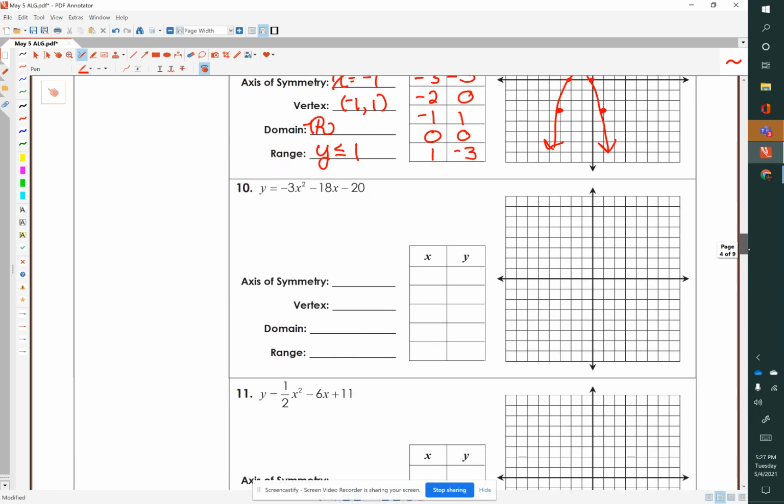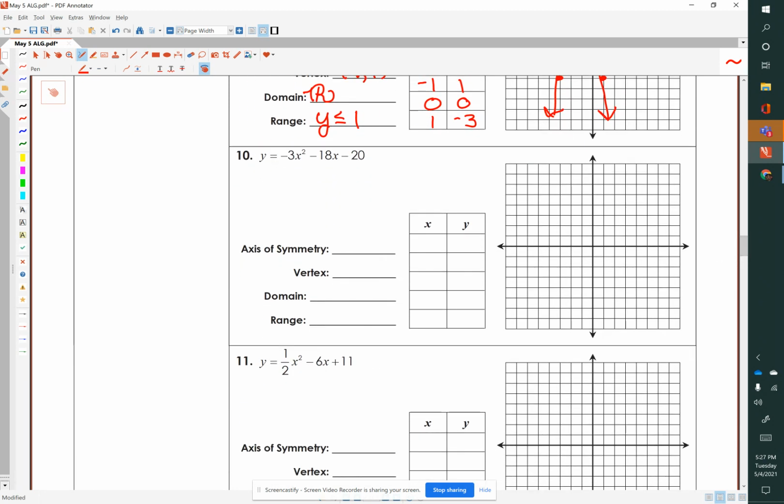So let's move on to number 10. Y equals negative 3x squared minus 18x minus 20, which will be a downward facing parabola. Our a value is negative 3. Our b value is negative 18. Let's be very careful when we evaluate this. So negative b, so negative 18, divided by 2 times negative 3. We're evaluating for our axis of symmetry. So that would be a positive 18 over a negative 6, which would equal negative 3. So our axis of symmetry, x equals negative 3.